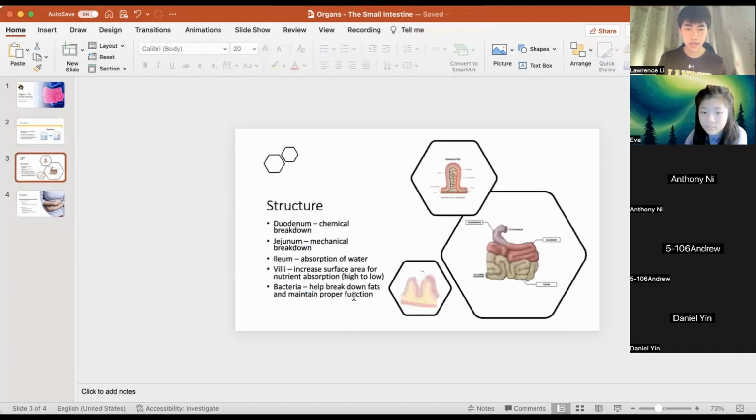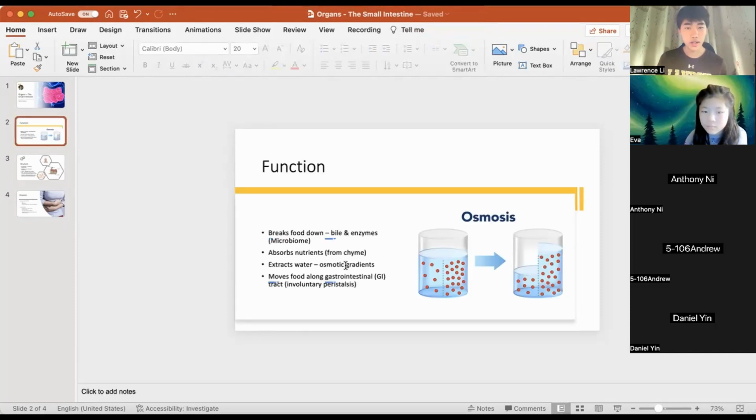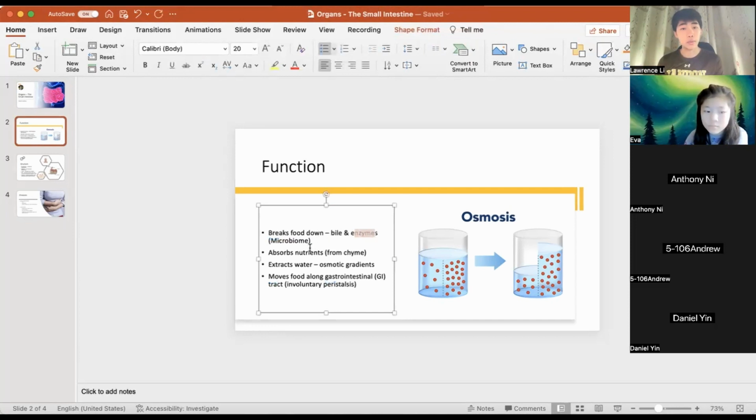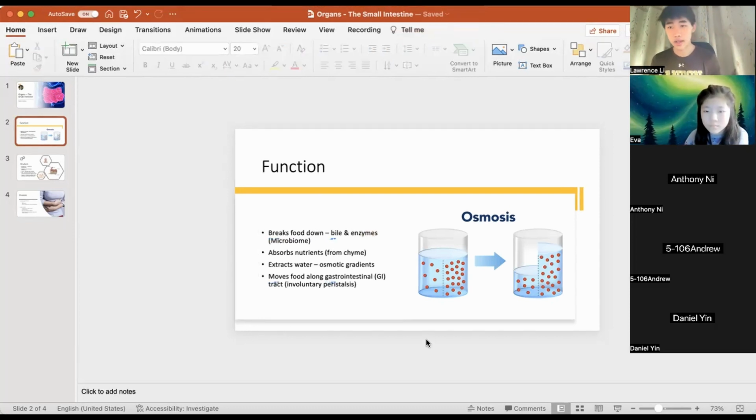And I think I might have mentioned that here. Oh yeah, okay. And so these bacteria release enzymes that help break down carbohydrates. And there are also some bacteria that release enzymes that help break down fats. But pretty cool, right?